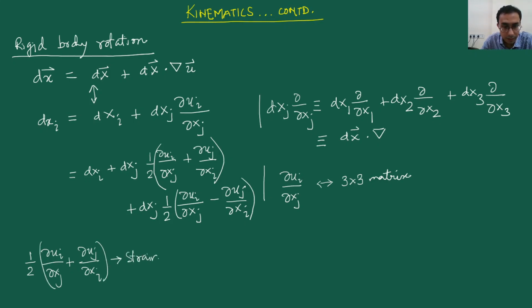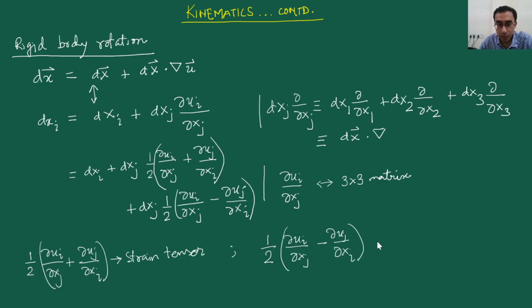It is the strain tensor itself. And when I write the strain tensor, I implicitly mean that it is the infinitesimal strain tensor or the small strain tensor. The other part here, the half del ui del xj minus del uj del xi, this part is referred to as the rotation tensor. So it is as if this entire thing is somehow denoting the rotation.